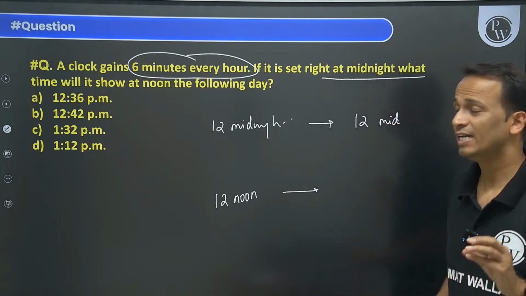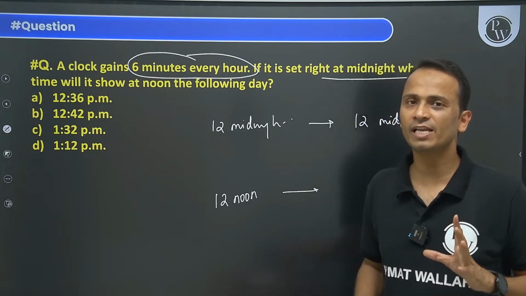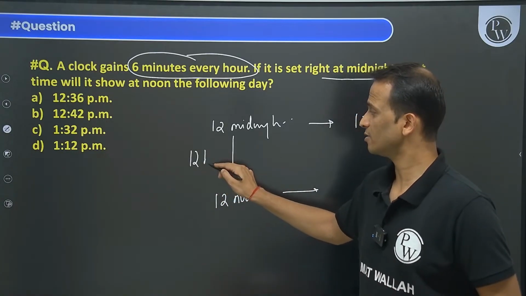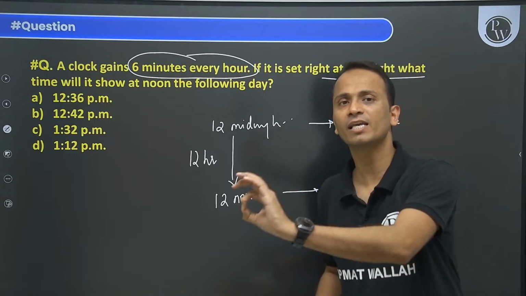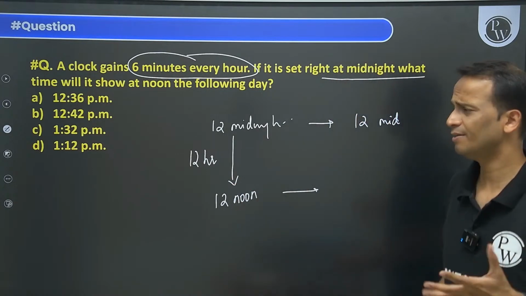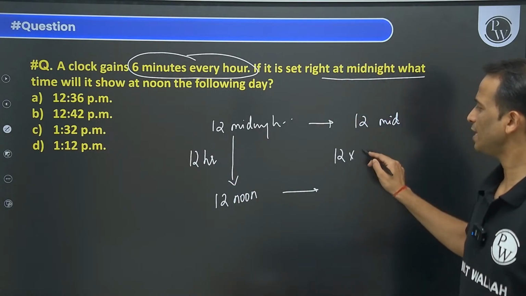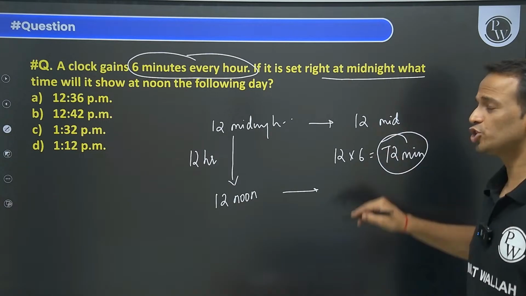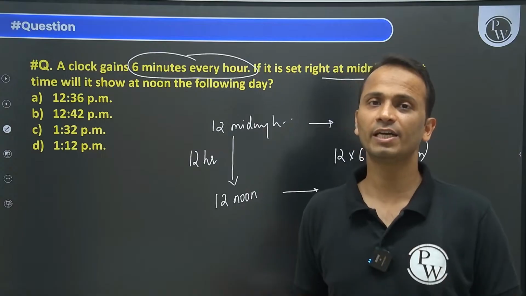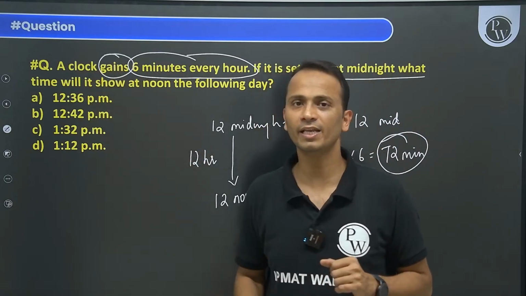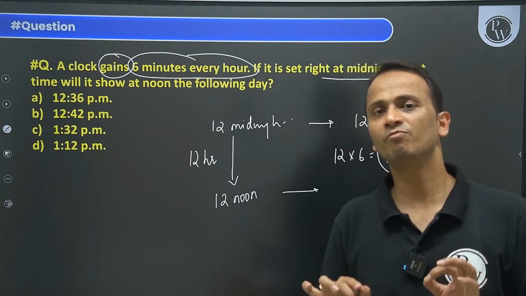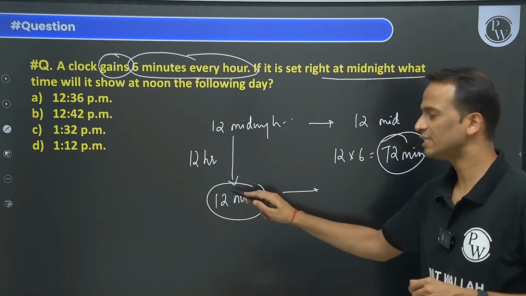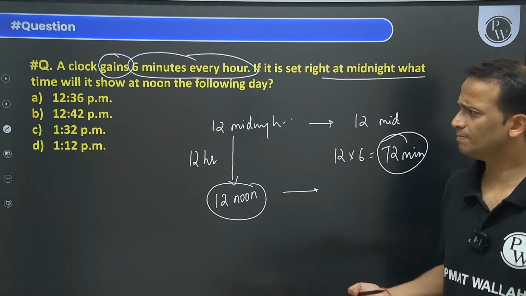चलो चेक करते हैं. अब क्लॉक गेन कर रही है 6 मिनट्स इन एवरी 1 आवर. टाइम कितना इलैप्स हुआ है? 12 आवर्स. सो 12 आवर्स में कितना गेन करेगी, हमें ये फाइंड आउट करना है. बहुत सिंपल है. 12 मल्टीप्लाई 6, दैट इज 72 मिनट्स. सो इट विल शो अ टाइम विच इज ahead of the correct time. Ahead क्यों? Because this clock is gaining time. So this clock will show a time which is ahead of the correct time by 72 minutes. तो 12 noon में 72 minutes ऐड कर दो, आंसर आ जाएगा.